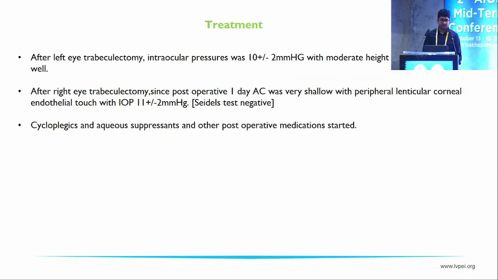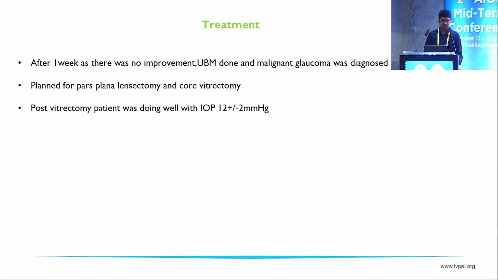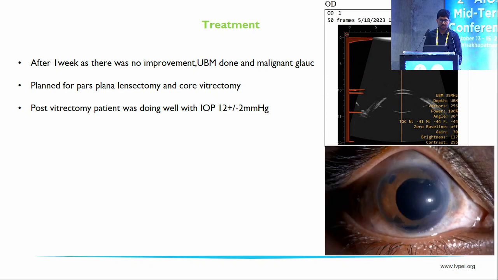After left eye trabeculectomy, intraocular pressures came to 10 plus or minus 2 millimeter of mercury with a moderate bleb, and the eye was doing well. After right eye trabeculectomy, since post-operative day 1, the anterior chamber was very shallow with peripheral lenticulo-corneal endothelial touch, with intraocular pressures of 11 plus or minus 2. Seidel's test was negative. I suspected malignant glaucoma and started cycloplegics and aqueous suppressants, along with other post-operative medications. After 1 week, as there was no improvement, UBM was done and we concluded it was malignant glaucoma, and planned for pars plana lensectomy and core vitrectomy. Post vitrectomy the patient was doing well with intraocular pressures of 12 plus or minus 2 millimeter of mercury.